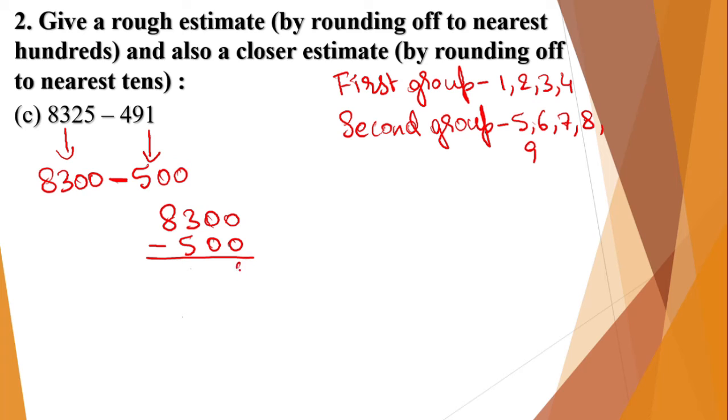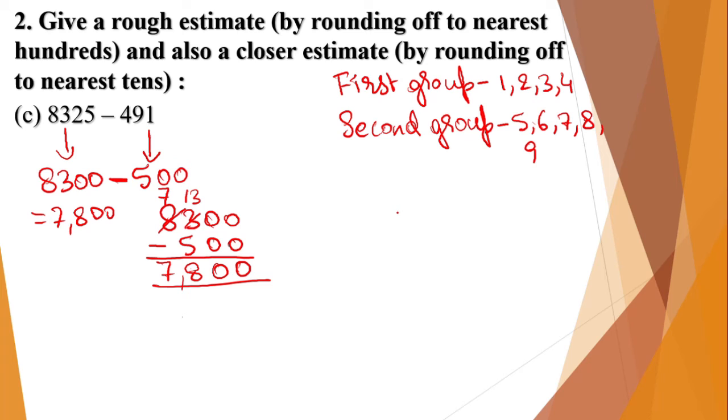Now 0 minus 0 is 0, and again 0 minus 0 is 0 only, and 3 minus 5 is not possible. So it will become 7, and 3 will become 13. So 13 minus 5 is 8, and 7 will become 7 only. It will come as it is. So we will get 7800 as our answer. Now this is the estimation for nearest 100.